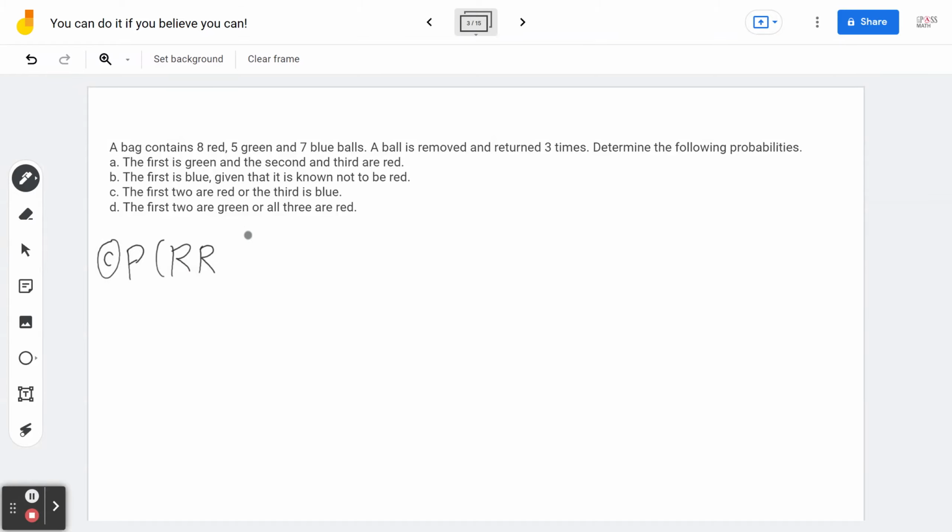But we don't really know about the third case. So really think about this. The first two are red, but really deep dive, we don't know about the third one, which means ideally there are three cases. The first two are red, but the third one may also be red. It may be green. It may even be blue.